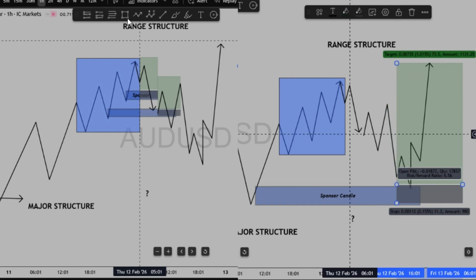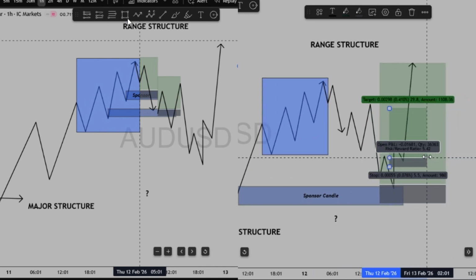Second, it helps you hold winning trades and not turn a winner into a loser.